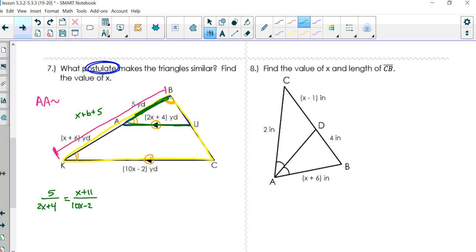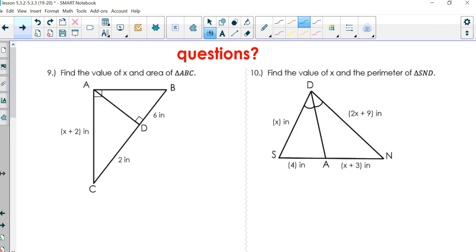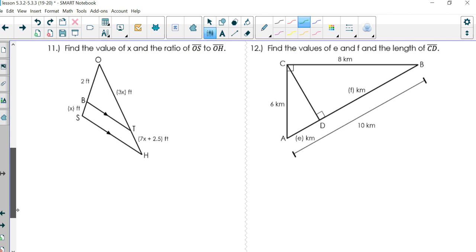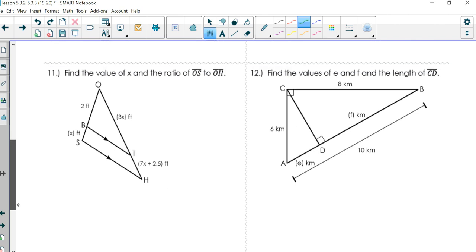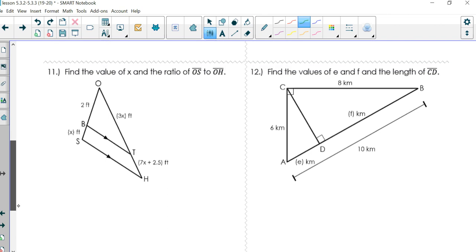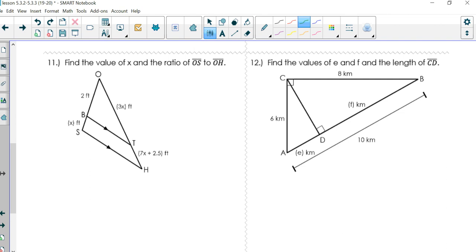Okay, I think there's any other ones. Let's see. So maybe something like number 12. Find the values of E and F and the length of segment CD. So let's see. Find the values of E and F.